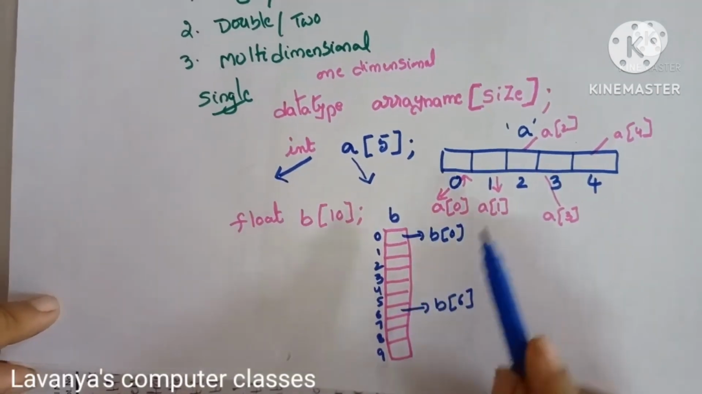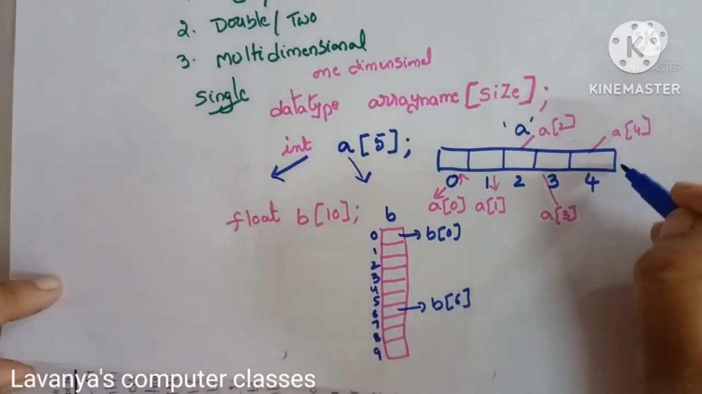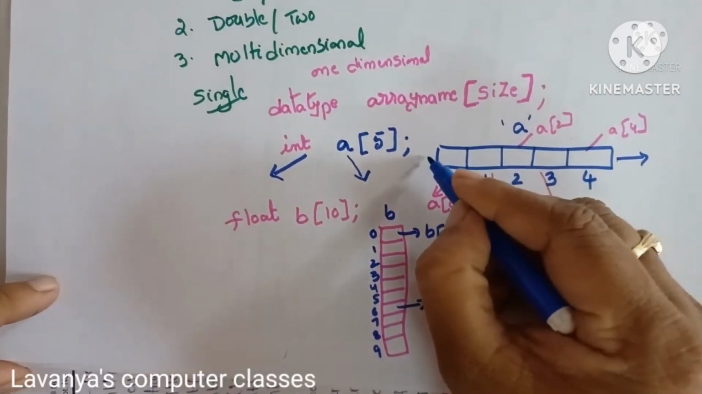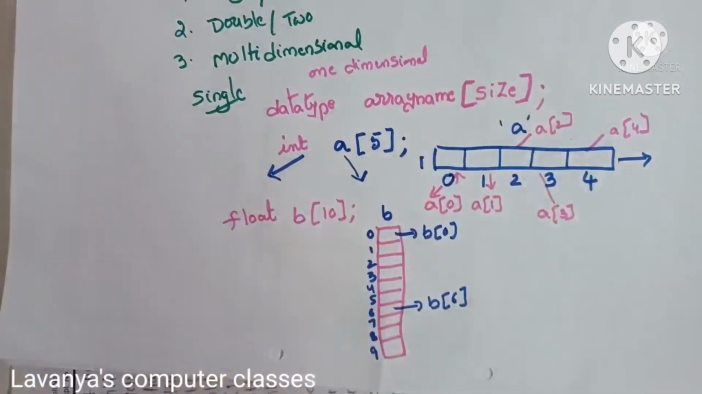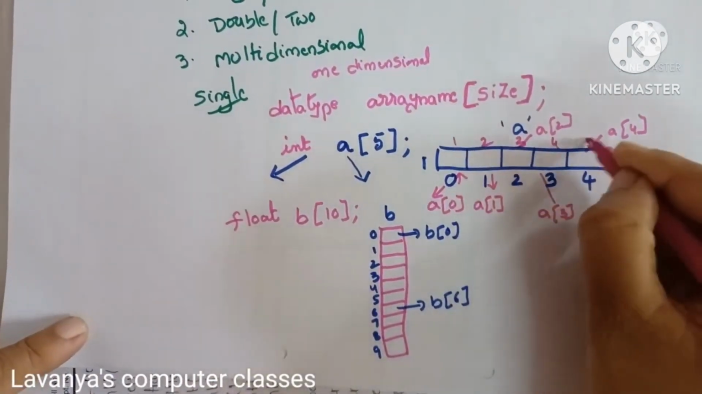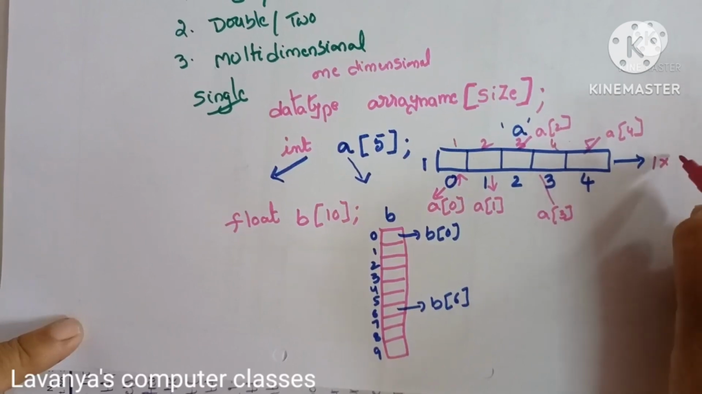Either we can represent it in horizontal form or vertical form. If it is in horizontal form, how many rows are there? Only one row. And how many columns are there? 5 columns. First column, second, third, fourth, fifth. So it is called 1 by 5.